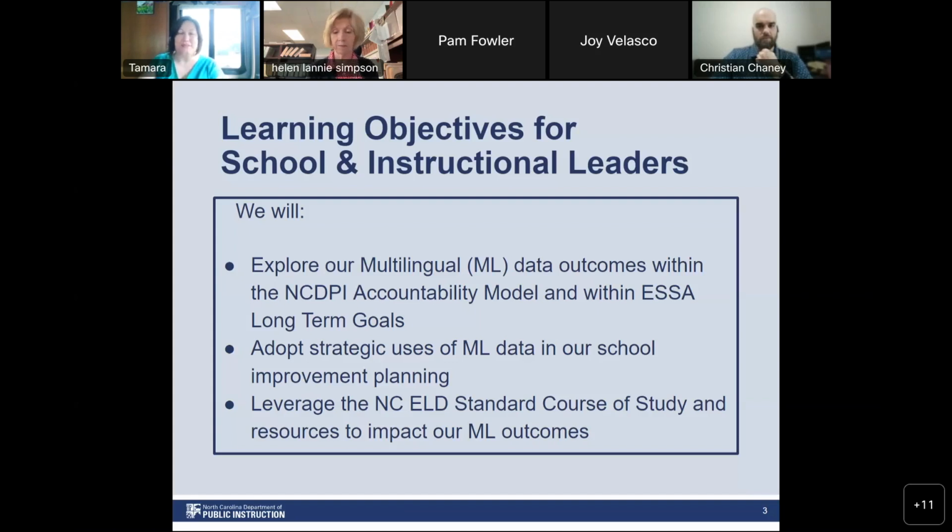As we get started, please feel free to add to the chat one of the verbs from our learning objectives that strikes you, or a different verb that really is going to center your purpose for being here with us today. As Lanny said, we want to establish that why. So just to put it out there, add a verb or a statement that says why you're joining us today.